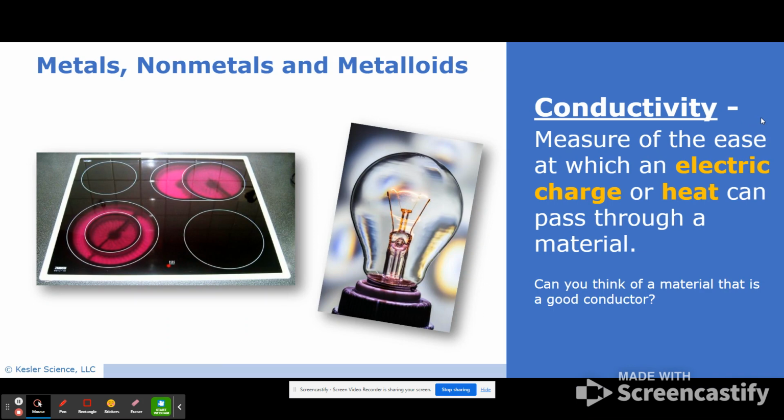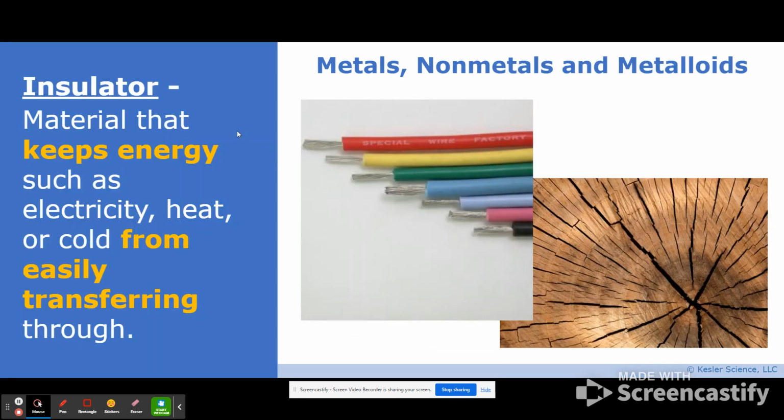Conductivity, you've learned about this one since 4th grade. It's a measure of the ease at which electrical charge or heat can pass through a material. So if electricity can go through it, it has conductivity. If heat can go through it, it has conductivity. An insulator is the opposite. It's a material that keeps energy, such as electricity, heat, or cold, from easily transferring through.